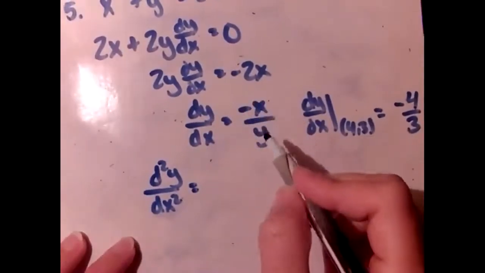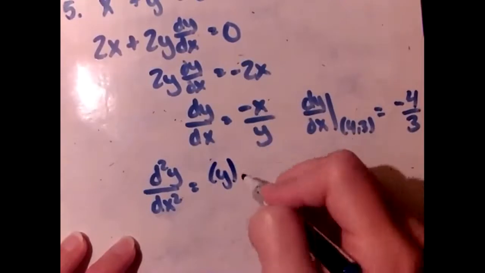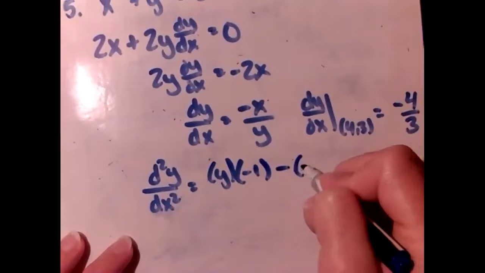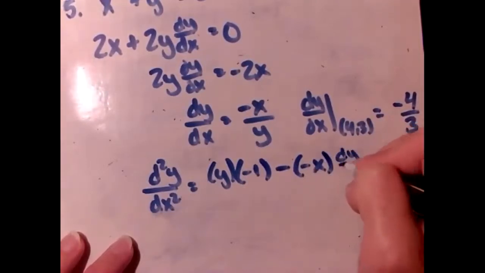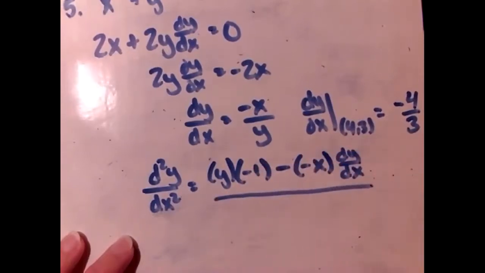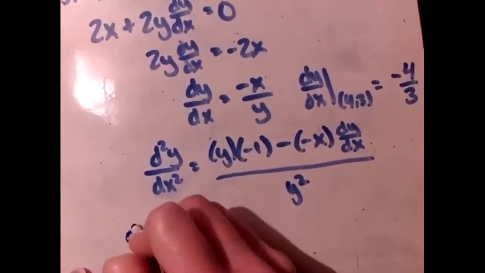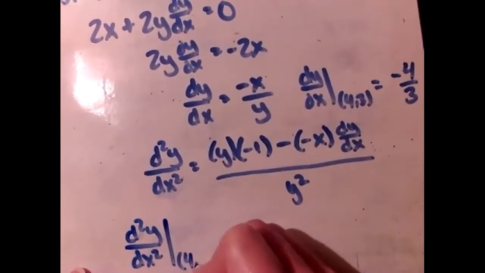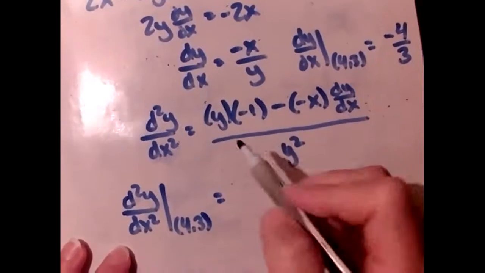So derivative of this is going to be a quotient rule. So it'll be denominator, derivative of the numerator, should just be -1, minus the numerator, and then derivative of the denominator would be dy dx over the denominator squared. And so if we want to evaluate this at the point 4,3, we're going to plug in 4 for x and 3 for y.